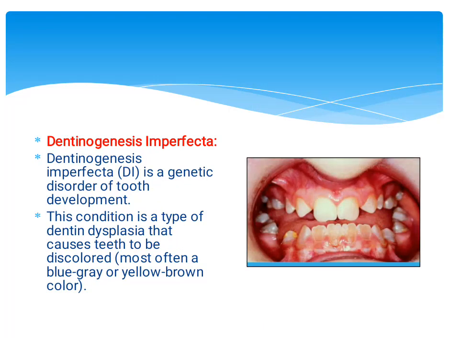Dentinogenesis imperfecta is a genetic disorder of tooth development. This condition is a type of dentine dysplasia that causes teeth to be discolored, most often a blue, gray, or yellow-brown color.